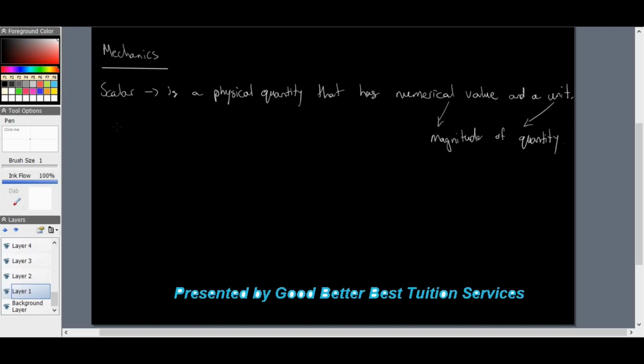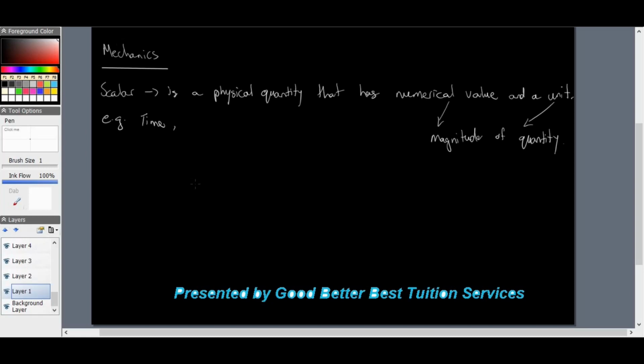Examples of scalar quantities include time. How do I know that time is a scalar? Because it's measured in seconds, and it can have a value, 60 seconds, 30 seconds. Time can also be measured in minutes, so 60 minutes, 30 minutes, 15 minutes, and also hours, 1 hour, 2 hours, 3 hours. Days, too. Some of you may not register this as time, but a day is also a way to show time, because a day has 24 hours.